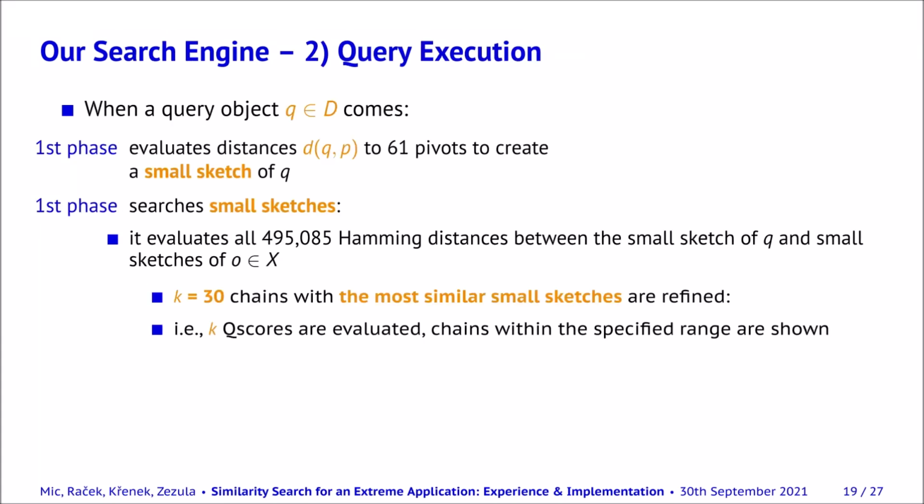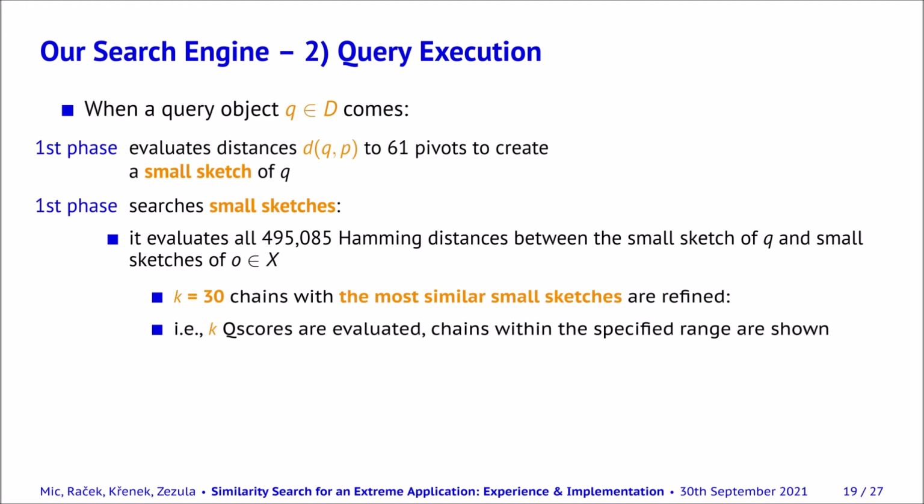Let us assume a query chain Q and the search for at most 30 most similar protein chains within the radius 0.5. In the first phase, just 64 distances between pivots and Q are evaluated to create a short sketch of Q. Then the engine evaluates all 500,000 Hamming distances to return 30 IDs of the protein chains with the most similar short sketches to the query sketch. All these Hamming distances are evaluated within a negligible time.